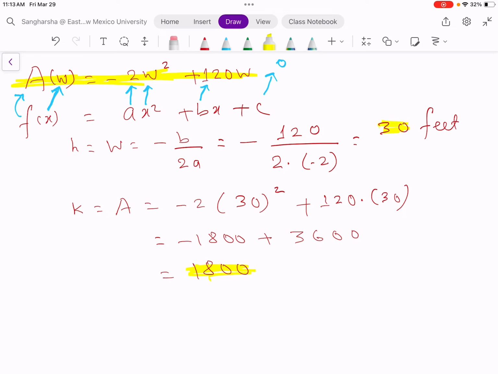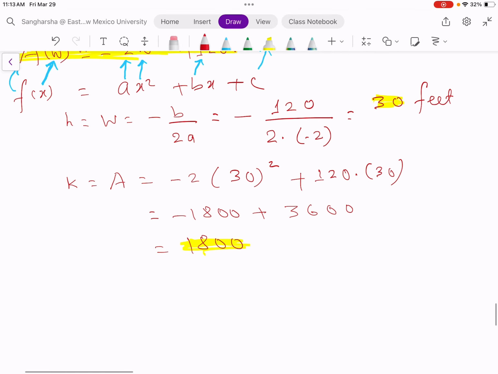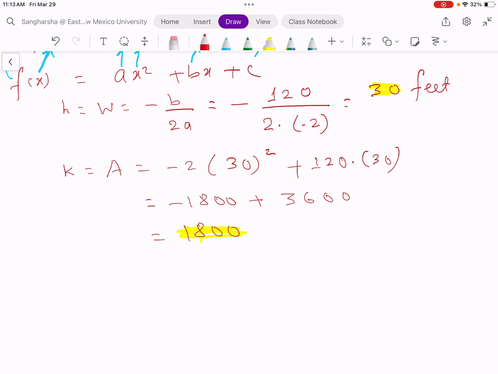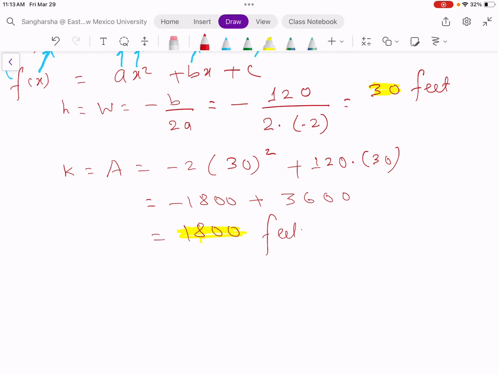Now what will be the length? That's what we need to know. We know the area, we know the width. So how do we find the length? You are given the area 1800 feet squared, and the width is 30 feet. Now what is the length here?